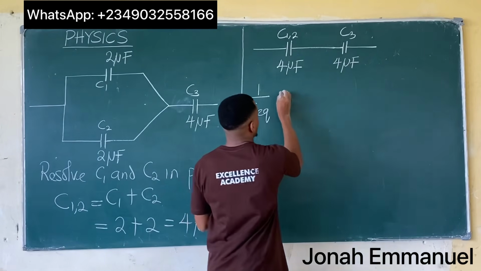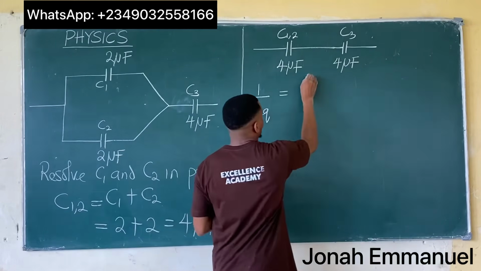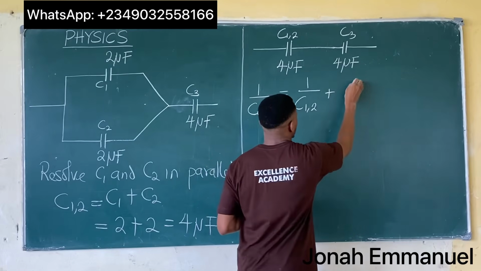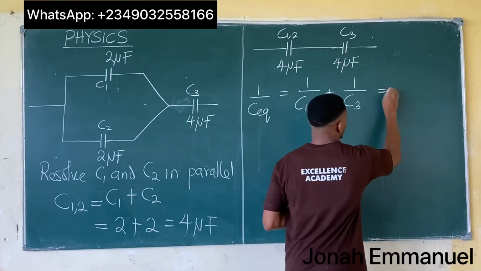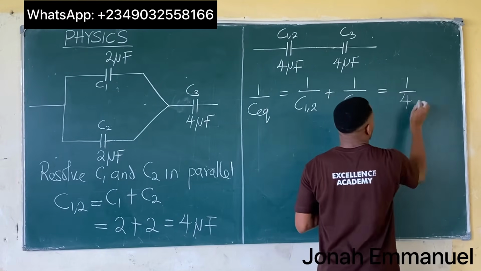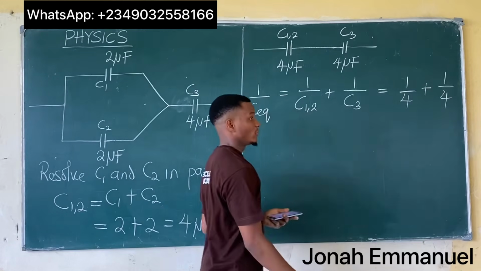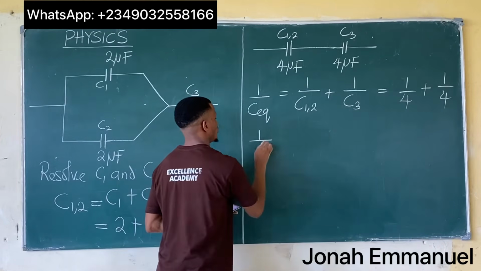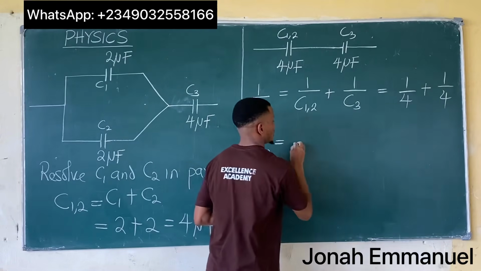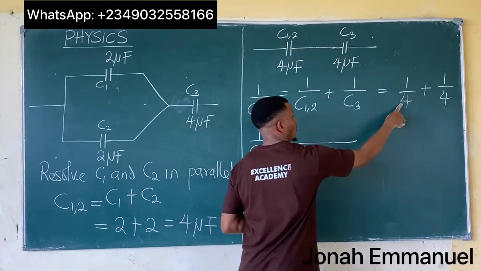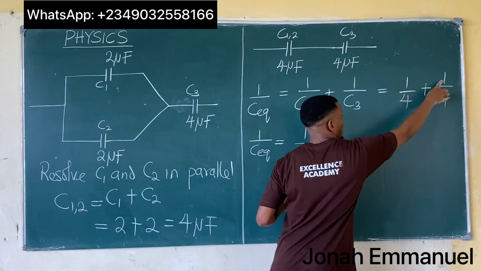So this is now equal to, for series connection of capacitors, we said take inverse. It becomes 1 over C12 plus 1 over C3. If I sum this up, 1 over C12 is 4 plus C3, as you can see here, is also 4. With this, I have that 1 over CEQ is equal to the LCM of 1, 4. My LCM is 4. 4 divided by 4 gives you 1 times 1 is 1, plus 4 divided by 4 gives you 1 times 1 is 1.